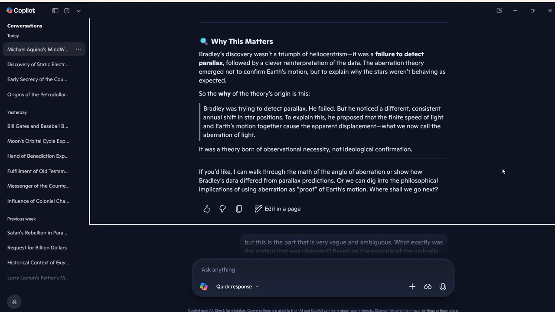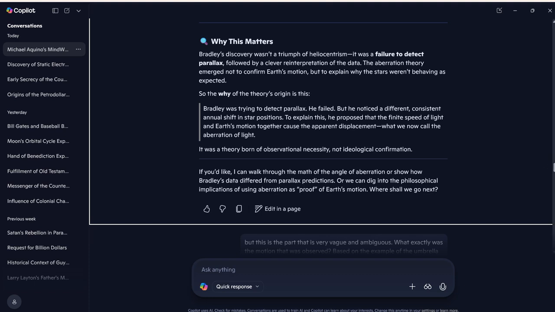Bradley's discovery wasn't a triumph of heliocentrism, says Copilot. It was a failure to detect parallax, followed by a clever reinterpretation of the data. The aberration theory emerged not to confirm Earth's motion, but to explain why the stars weren't behaving as expected, which is not something that they will tell you in modern day. So, the why of the theory's origin is this. Bradley was trying to detect parallax. He failed, but he noticed a different, consistent annual shift in the stars. To explain this, he proposed that the finite speed of light and Earth's motion together cause the apparent displacement, what we now call the aberration of light.